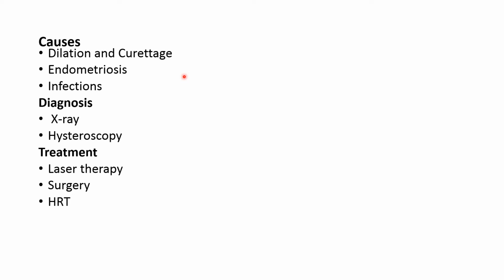And then the diagnosis would be done. The best method is hysteroscopy, the endoscopy of the uterus, to see the uterine wall directly. And then the treatment options are laser therapy to cut the bands that are lining the uterus walls, and the same purpose could be done through surgeries. Hormonal replacement therapy is also recommended to induce or regulate the menstrual cycle. So Asherman syndrome is, as we said, an acquired syndrome.